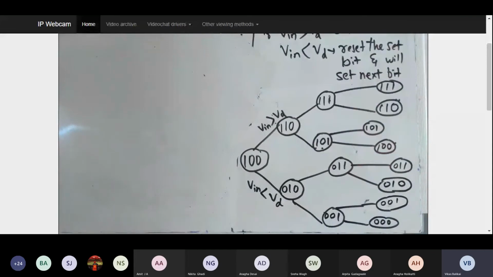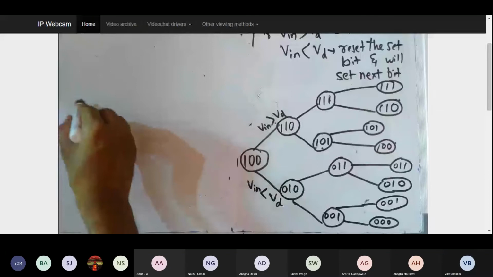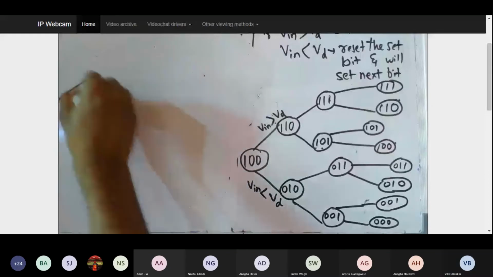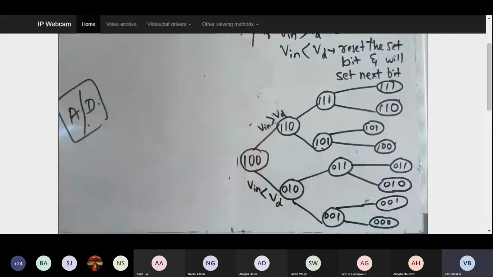Now in doing all these things, what was our intention? Our intention was to convert an analog value to a digital value. Now, did it happen? I need to check. So this is what I told you about the logic that has been given in the SAR. But ultimately, in the A to D conversion, did I obtain any digital value? Let's check it now.